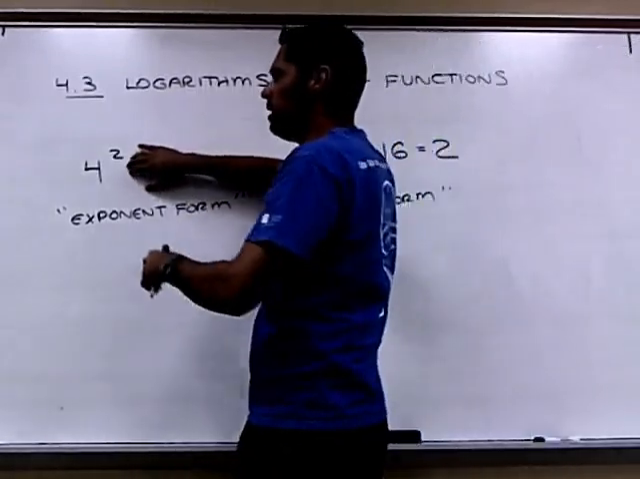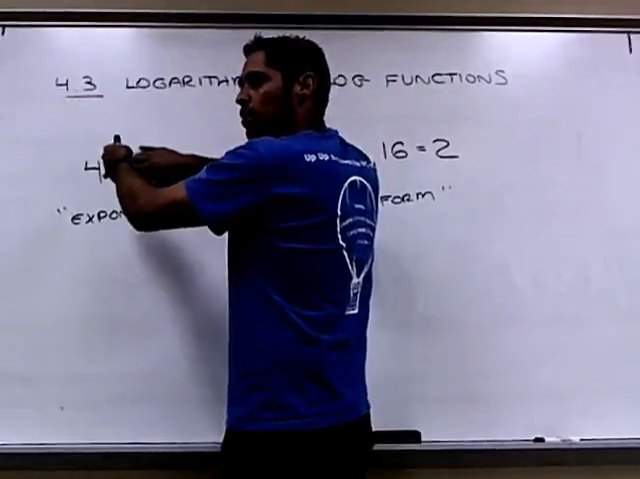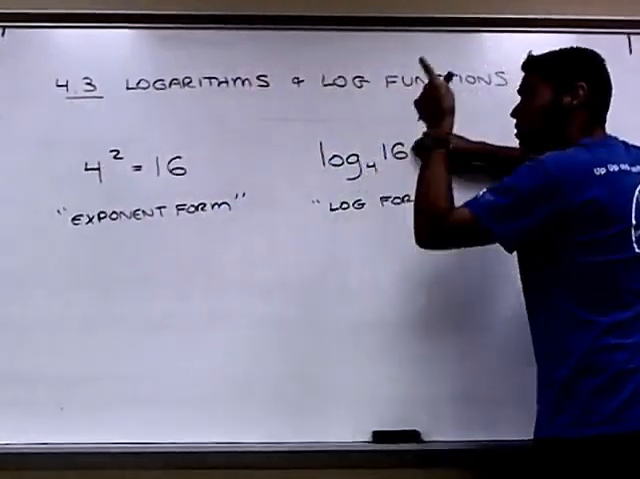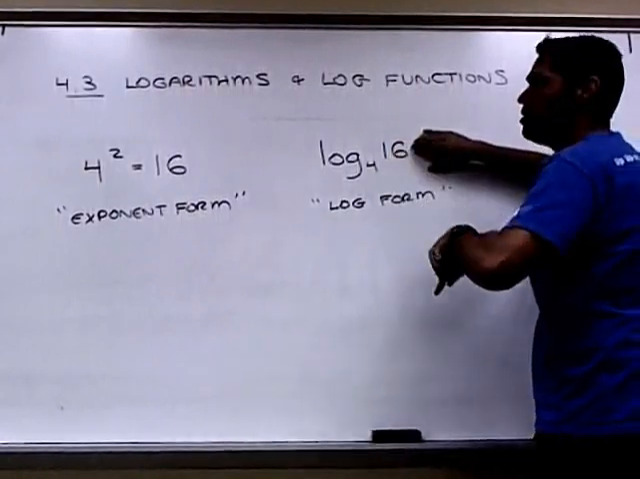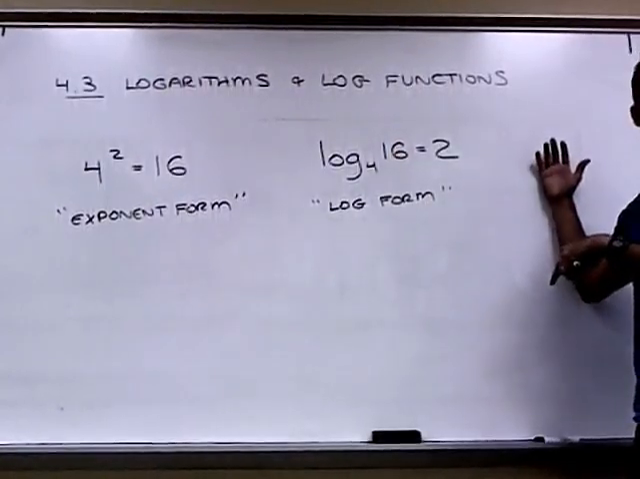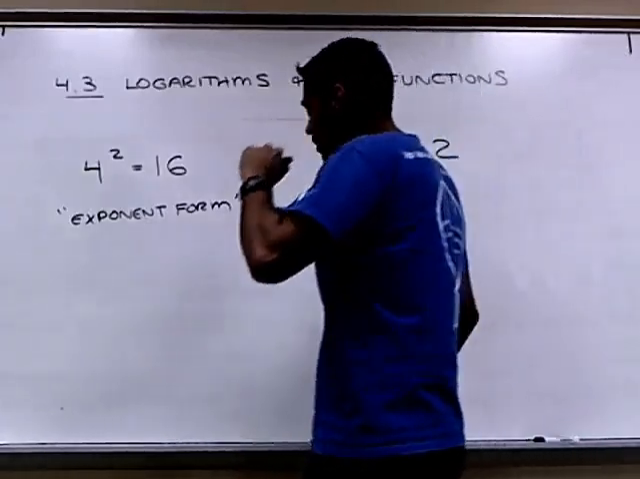Here it's obvious: 4 squared, 4 times 4 gives you 16. Here you're saying 4 to what power, question mark, gives you 16, and the answer is 2. You see the difference? Let's try another one.